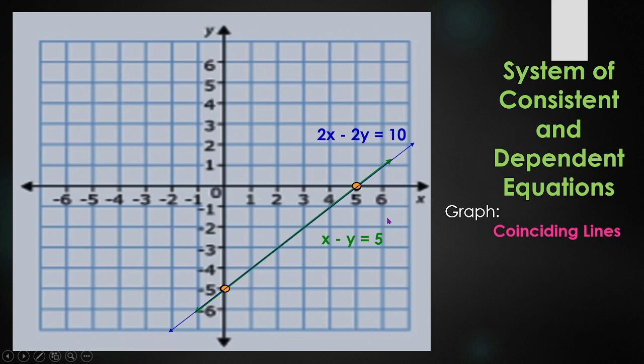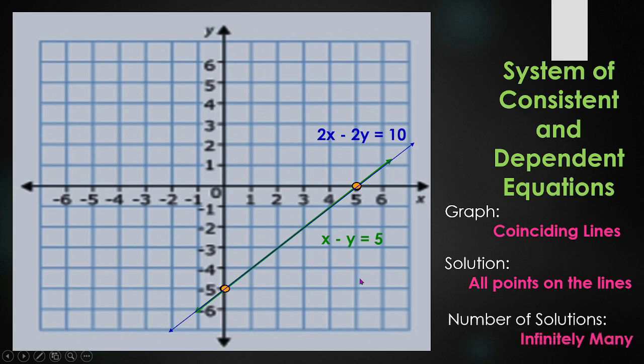Now, do they have points in common? Obviously, they have so many points in common. All points on the lines are the solutions of the system of linear equations. So if you will be asked, how many solutions does a system of consistent and dependent equations have? Your answer must be infinitely many. The solutions of this kind of system are all points on the lines. And these two lines are coinciding lines.